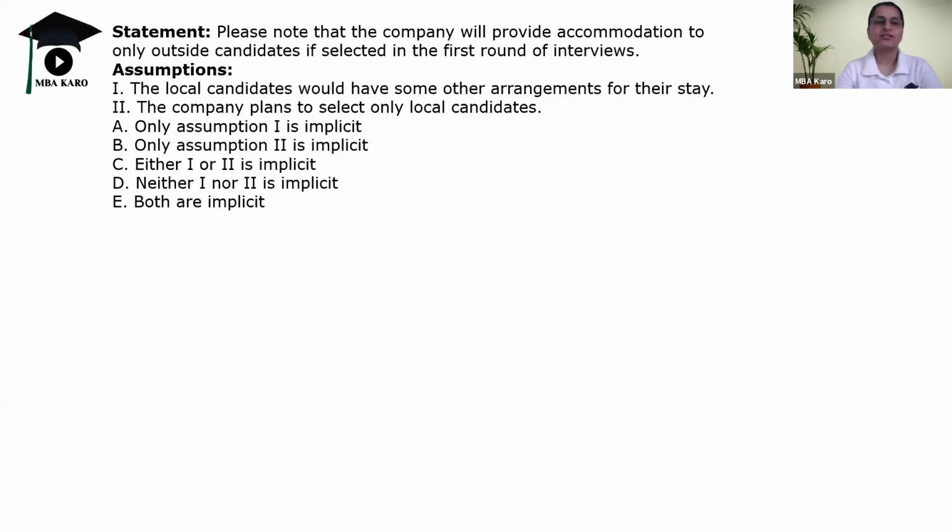So what is happening here? Assumption one, local candidates would have some other arrangements for their stay. Why? Because they are local candidates. Second, company plans to select only local candidates. No, this is vague. Plus, this is extreme, and moreover, this is not supporting the statement. Our assumption should support the statement. This line you have to keep in mind. Our assumption should support the statement.